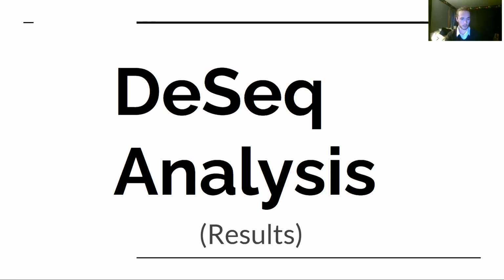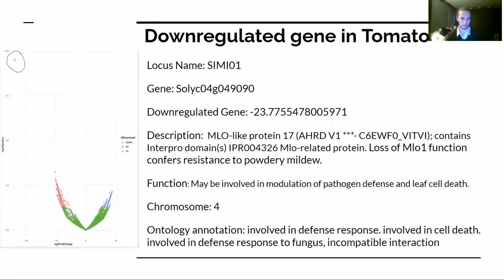This is our DESeq analysis. So when looking at this downregulated gene in tomato, the volcano plot shows the x-axis, the fold change in gene expression, and the y-axis is the negative log p-value. The blue on the volcano plot represents the upregulated genes, and the red represents the downregulated genes, and the green is not significant.